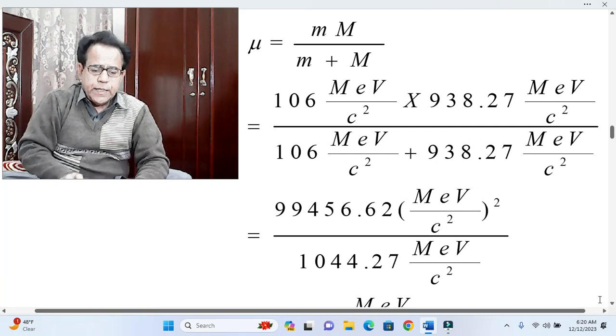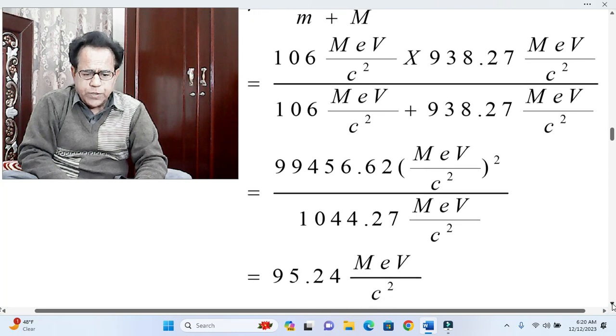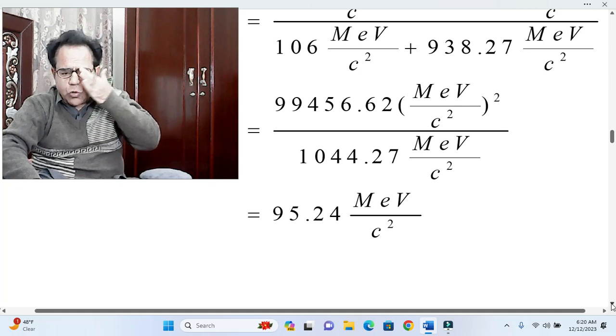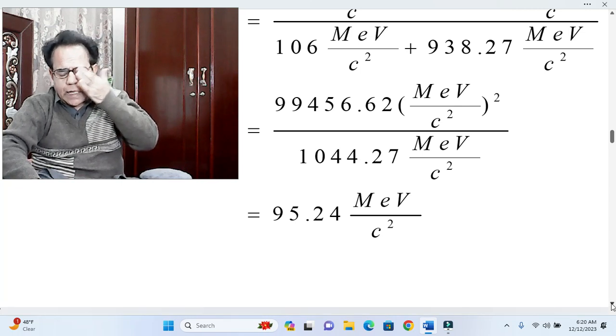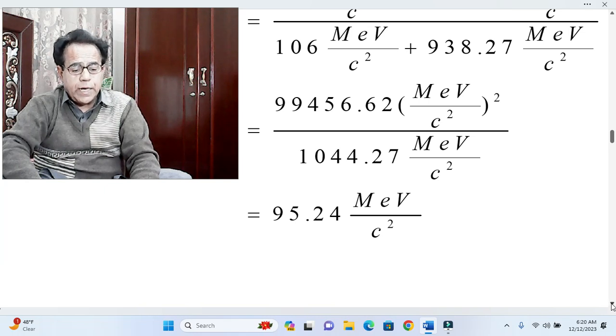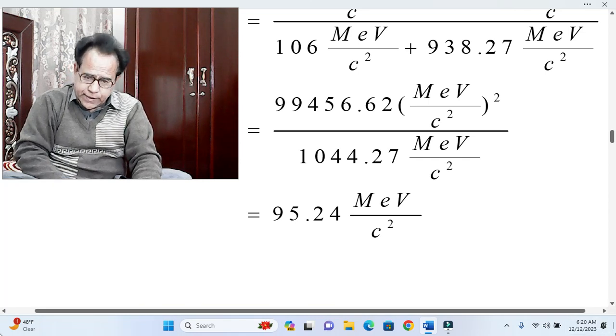Dear students, 1 million electron volt over c squared will be cancelled from the (million electron volt per c squared) whole squared. So we will be left with only 1 million electron volt per c squared, and hence our resultant reduced mass mu will become equal to 95.24 million electron volt over c squared. This is one part of our problem.